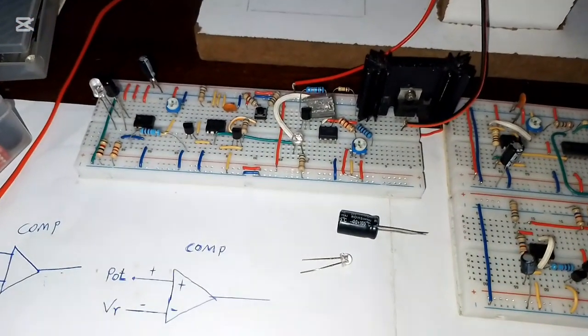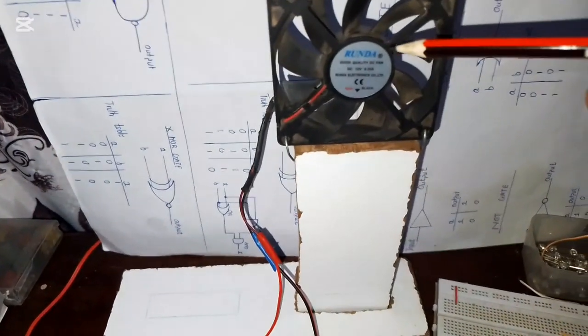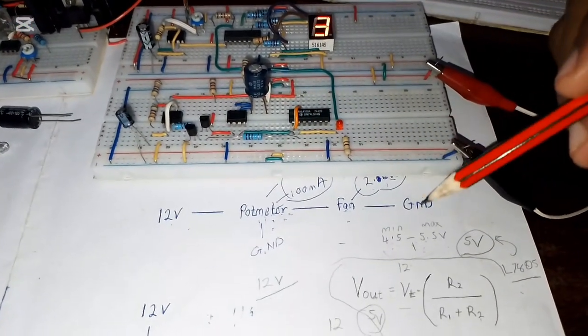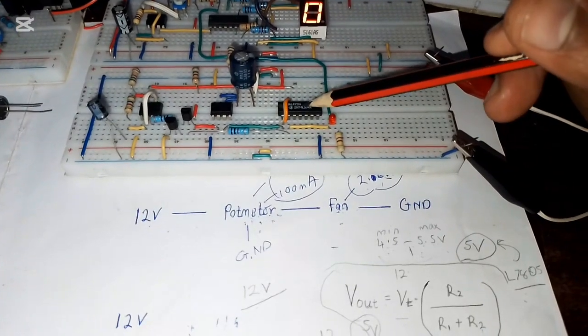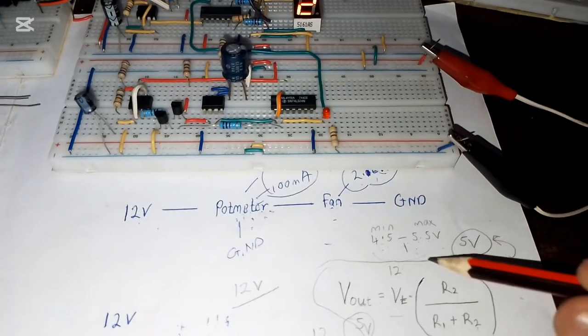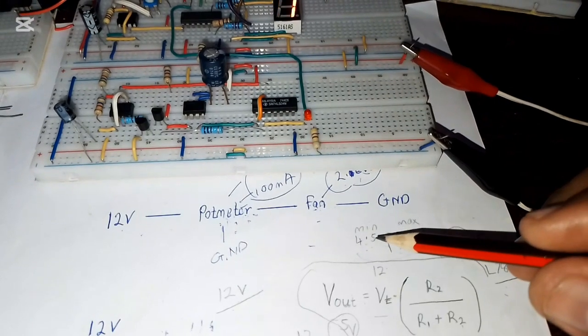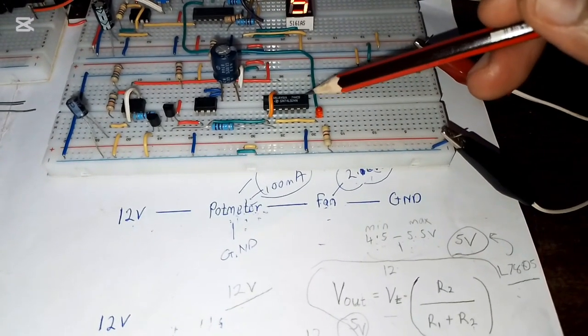But remember that on our circuit we are working with a 12 volt power supply because the fan requires a 12 volt power supply. So the issue is how to design a circuit that is going to power this IC with a constant, let's say, 5 volt, because 5 volt is the middle part of the minimum and maximum required voltage to power the IC.